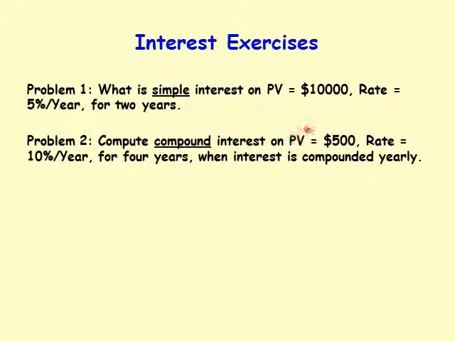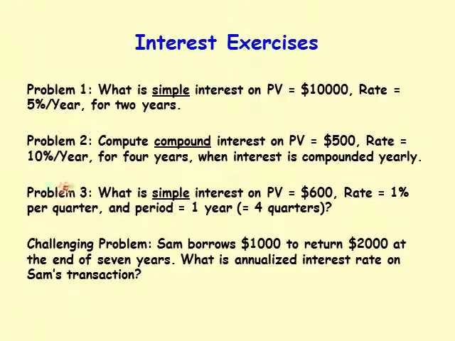Compute compound interest on a principal value of $500. The rate is 10% per year for 4 years, when interest is compounded yearly. So at the end of the year, interest rolls into the principal. Interest is compounded to the principal. Let's continue here. Problem 3.